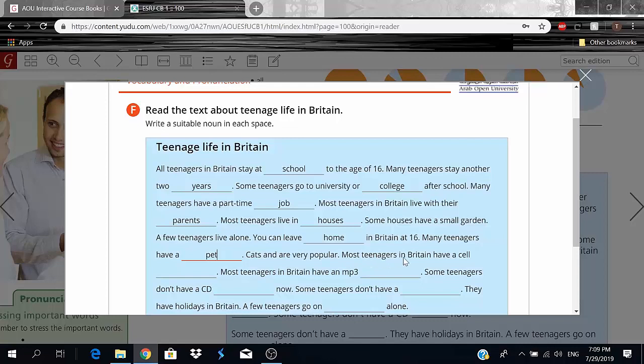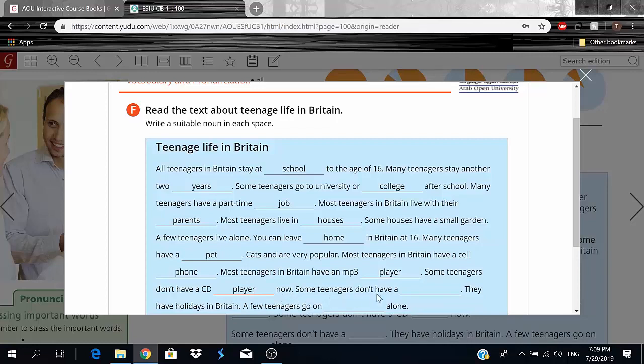Most teenagers in Britain have a cell. This one's obvious. Cell phone. Okay. Most teenagers in Britain have an MP3 player. This one's obvious. Quite old, and we don't use MP3 players anymore, but that's a different topic. Some teenagers don't have a CD player. A CD player is that thing that you guys saw in the beginning of the lesson.